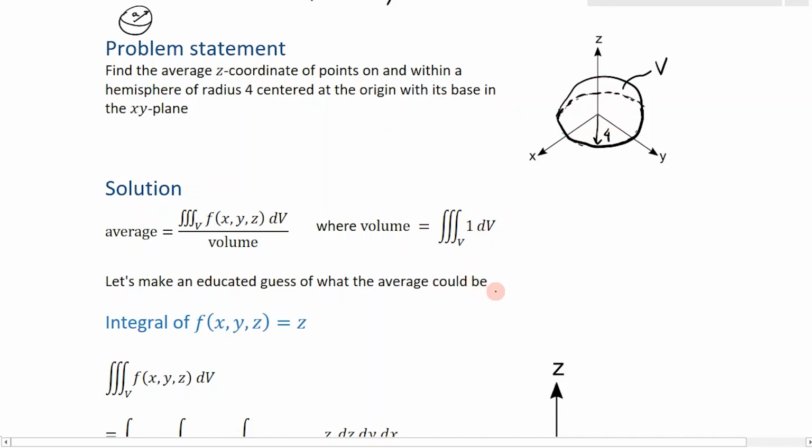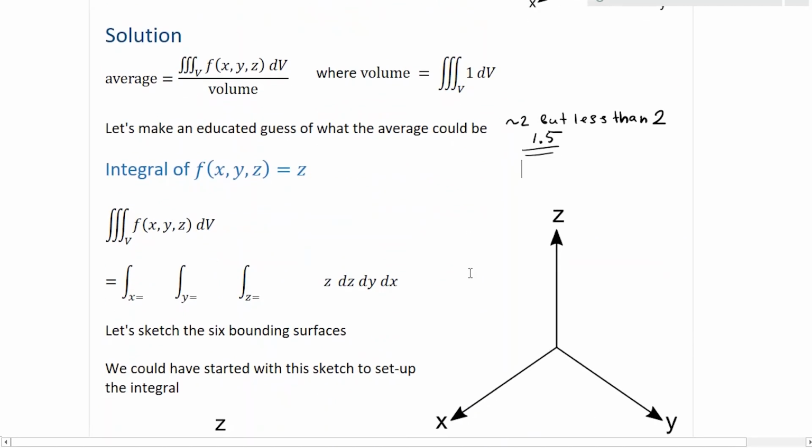Now let's guess what the answer could be. You see that the maximum it can be is 4, the minimum it can be is 0, probably it's somewhere in between. We know that it's probably not 2 because there are more points with z-coordinate smaller than 2 than points with z-coordinate greater than 2. So we know that it's probably going to be around 2 but less than 2. Turns out the answer is 1.5. Let's find the answer and see that the guess was correct.